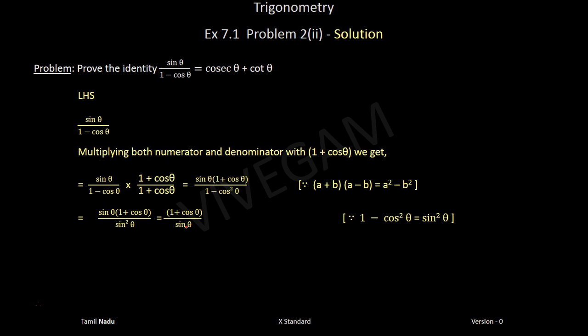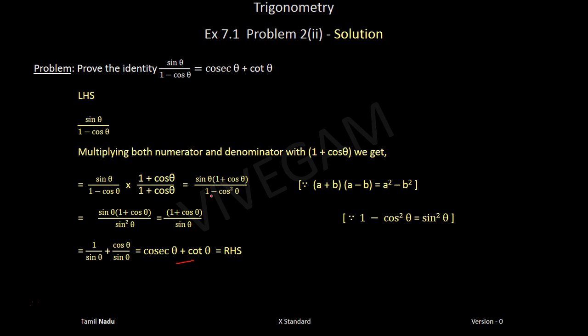Then you can now split this into two terms. So this will become 1 by sin theta plus cos theta by sin theta. So this 1 by sin theta is cosecant theta, and cos theta by sin theta is cot theta, and that is your RHS. You got it?